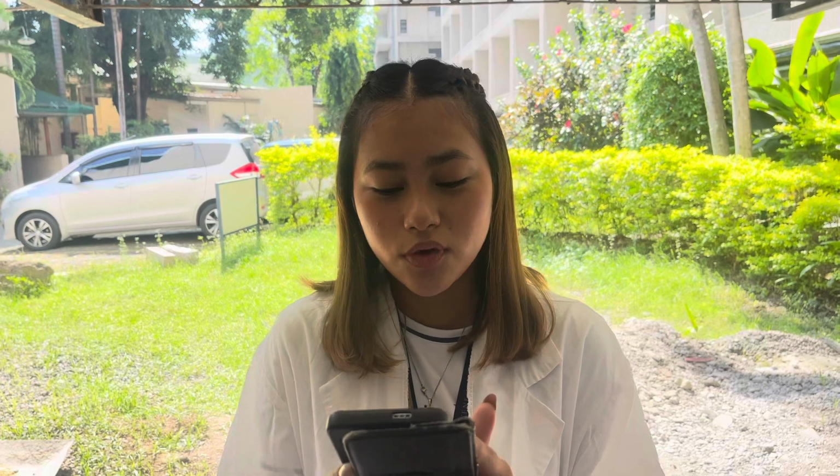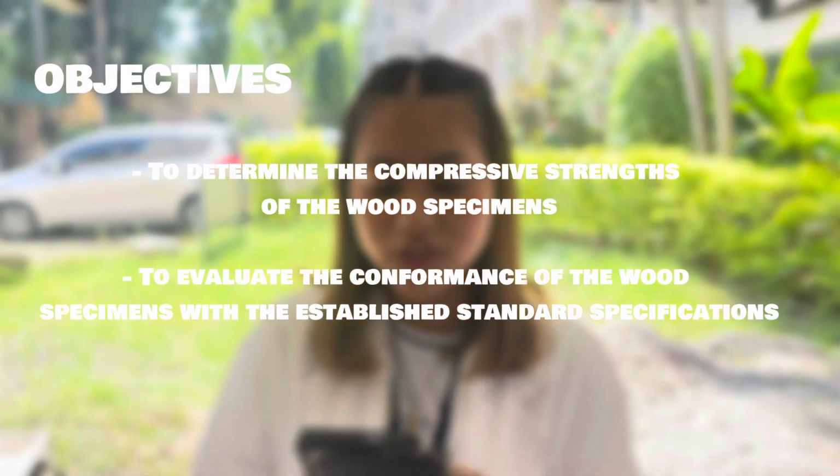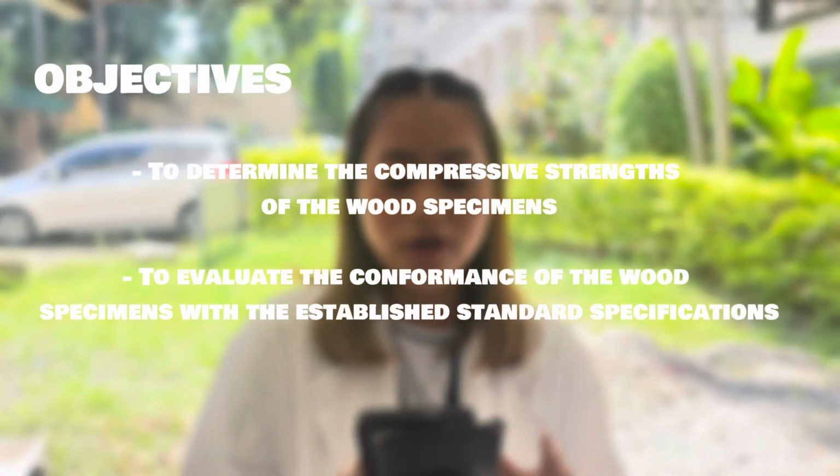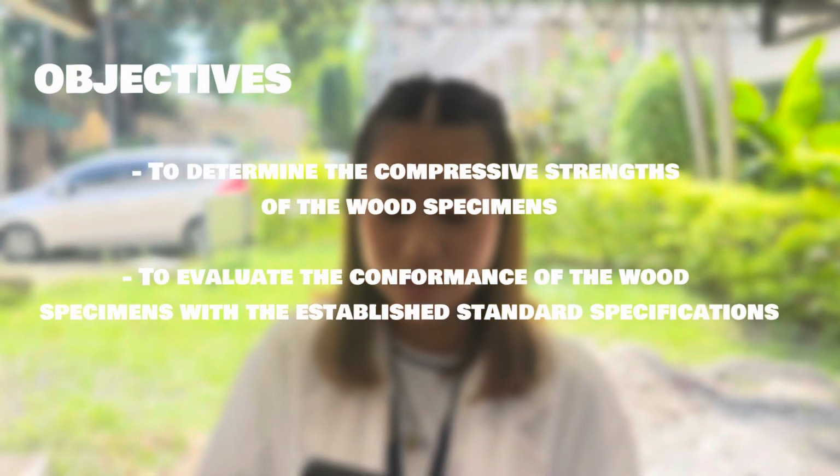Good morning, everyone. We are Group 6 and we will be performing experiment number 2, which is the density test and compression test on wood specimen: COCO lumber, mahogany, and GMELINA species. For the objective, it is to determine the density and compressive strength of wood specimen and to evaluate the conformance of the wood specimens to the established standard specifications.